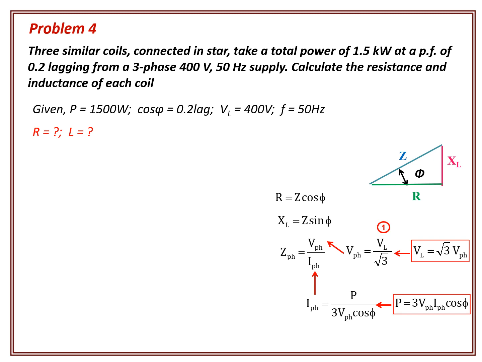So for finding Z phase, first calculate V phase. Then calculate I phase, and from the values of V phase and I phase calculate Z phase, and then from Z phase calculate R and XL.